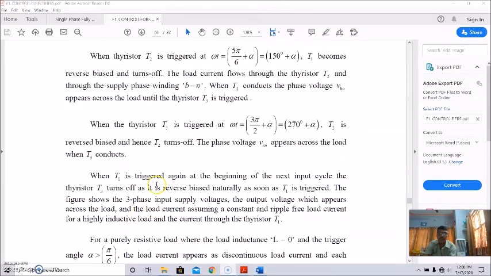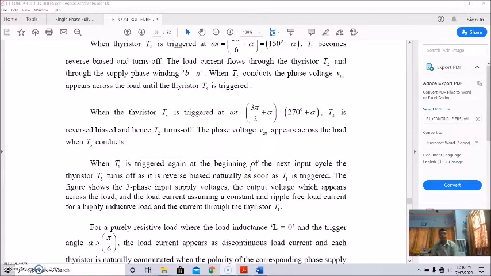So when T1 is triggered again at the beginning of the next input cycle, thyristor T3 turns off as it is reverse biased naturally as soon as thyristor 1 is triggered. The figure shows the three-phase input supply voltage, the output voltage which appears across the load, and the load current, assuming a constant and ripple free load current for a highly inductive load, and the current through thyristor T1. So that's all.